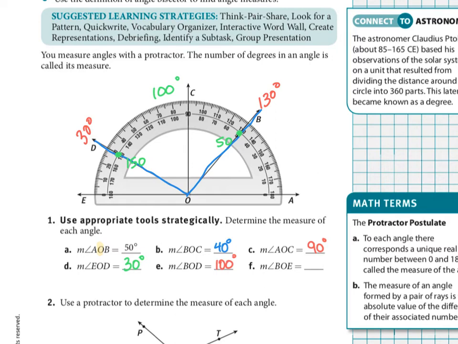Now, if I look at measurement of angle BOE, this angle has the vertex O, but now, let's look at BOE. It has the rays OE and OB. So E is at 0 and B is at 130. So that's going to be 130 degrees. So I decided to take the top numbers. Again, if I decide to take the bottom numbers, this is at 50 and this is at 180, 180 minus 50 would also give me 130 degrees.